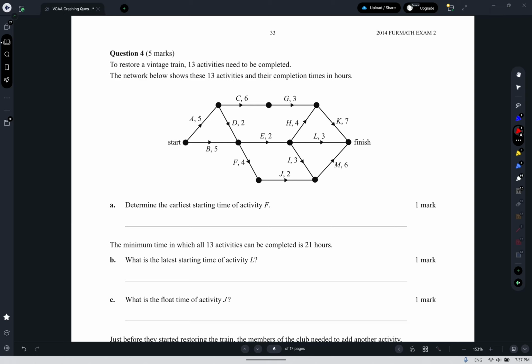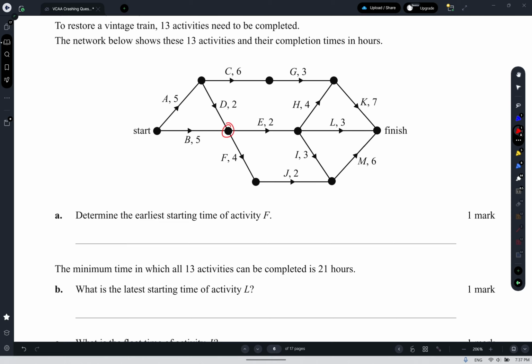Hello, this is the 2014 Exam 2 Networks question, question 4. So jumping straight to it, we've got 13 activities with times in hours. We want the earliest starting time of activity F, so the earliest possible time this could start. So it's either going to take 5 or it's going to take 7. So we take the longest one.